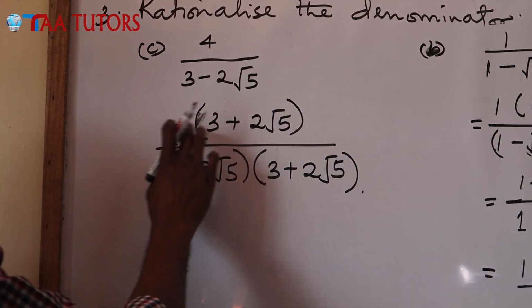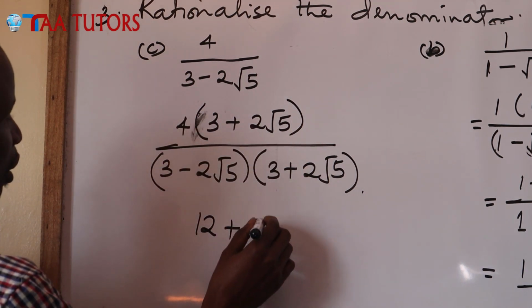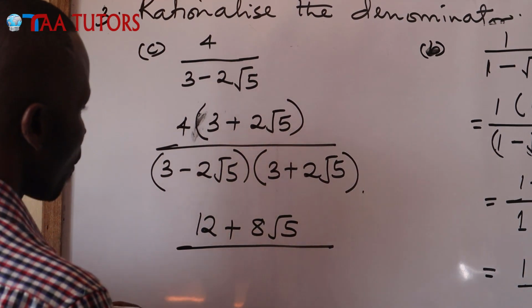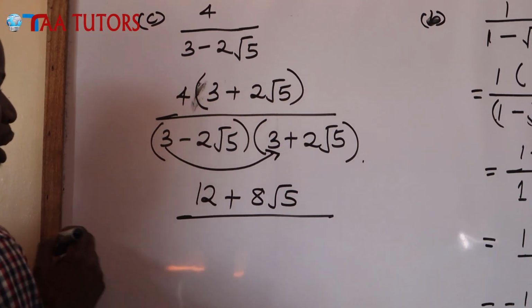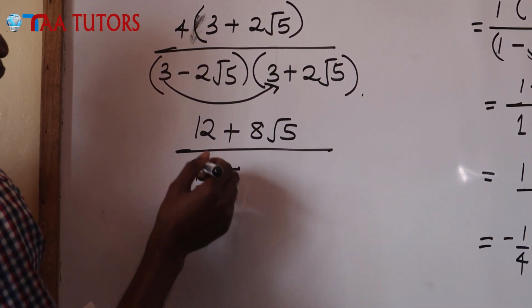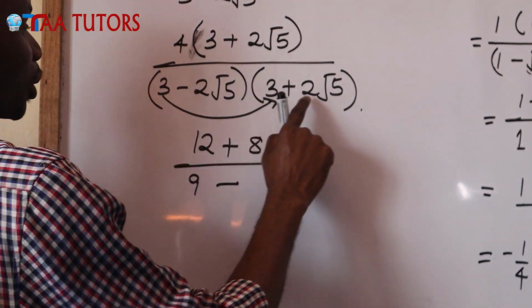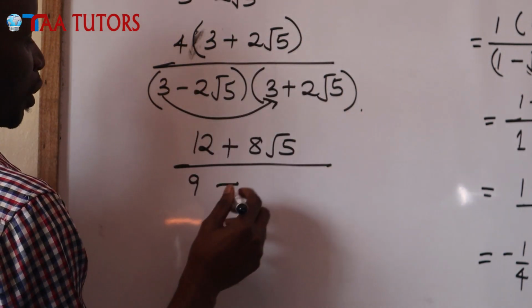So again, if you open this bracket, this is 12 plus 8, 4 times 2 is 8, surd 5. Everything divided by, like we said before, difference of two squares. 3 times 3 is 9, minus 2 surd 5 times 2 surd 5. You multiply 2 by 2, which is 4. Surd 5 times surd 5 is 5. So 4 times 5 is 20.